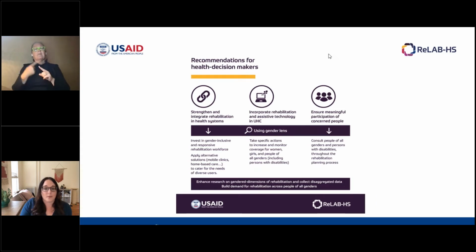Next, we have ensure the meaningful participation of concerned people of all genders and persons with disabilities throughout all rehabilitation planning and delivery. And finally, we have at the bottom there, enhance research on gender dimensions of rehabilitation and collect disaggregated data, and build demand for rehabilitation services and assistive technology across people of all genders, including via specific awareness raising on the positive impact of rehabilitation and providing opportunities for people of all genders to be seen and included.